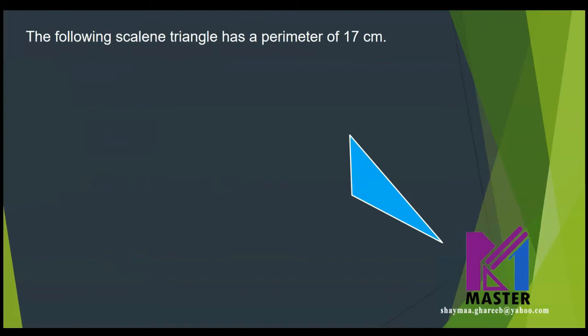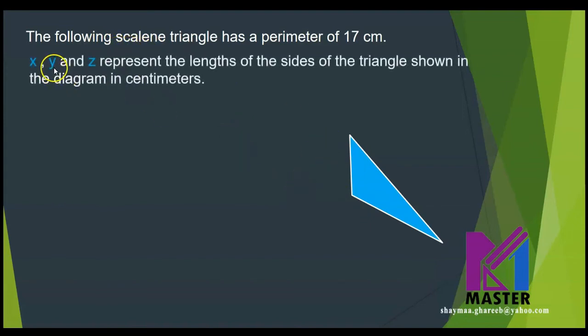Now let's go to the next one. The following scalene triangle has a perimeter of 17. So this scalene triangle, its perimeter is 17. And all the sides of it are different because it is a scalene triangle. So X, Y, and Z represent the lengths of the sides of the triangle shown in the diagram in centimeters.